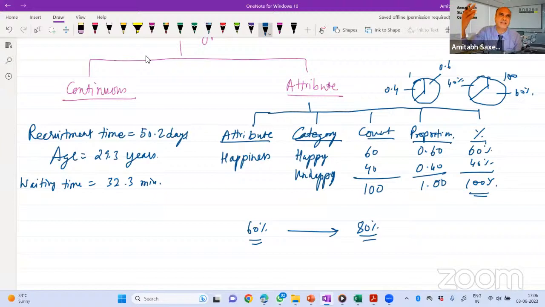Otherwise, we'll keep on thinking of increasing the happiness in our organization forever. Next week also, next month also, next year also, we'll have the same goal, but we'll never be able to increase the happiness. But once we measure, we can start thinking of improving the happiness index in our company.